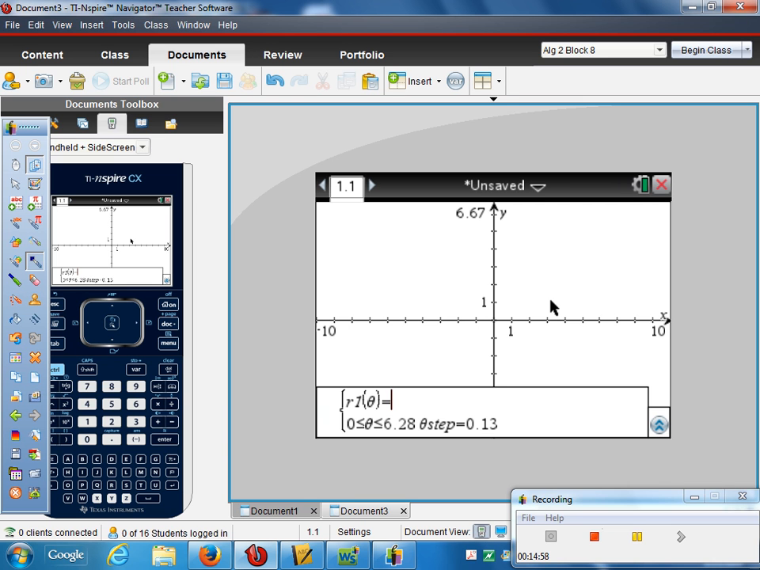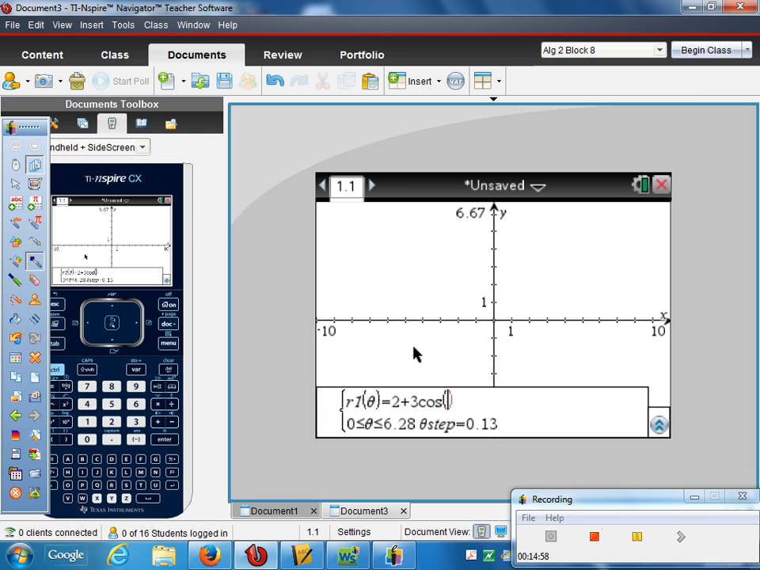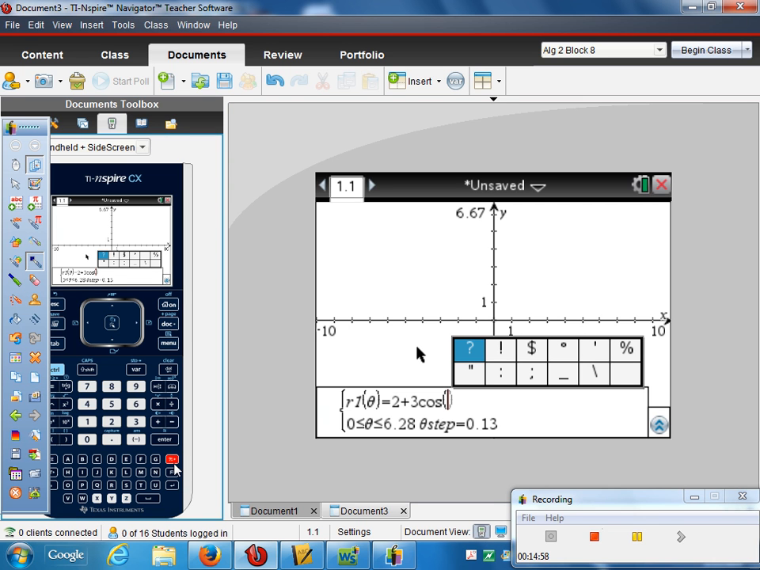What I just told you, I wanted to graph 2 plus 3 cosine. So we are going to put in 2 plus 3 cosine. But 3 cosine of what? It wants theta. See, it's got R of theta. It needs theta there. Where on earth am I going to get theta? In the symbol thing, like the pi, the arrow, on the keyboard.